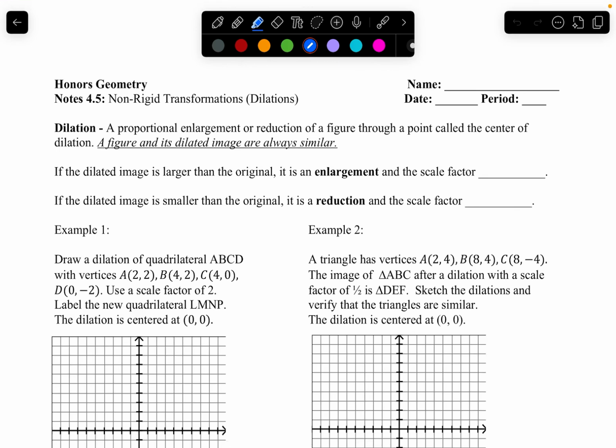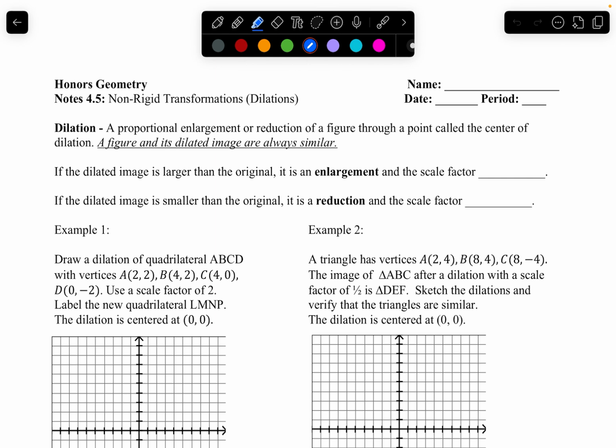Hello everybody, this video is going to cover our 4.5 notes, which are non-rigid transformations. These are also known as dilations. In the last set of notes, we talked about rigid transformations, which are transformations that do not change the size or the shape of your image. Today, we're going to be talking about non-rigid transformations, which doesn't really affect your shape.